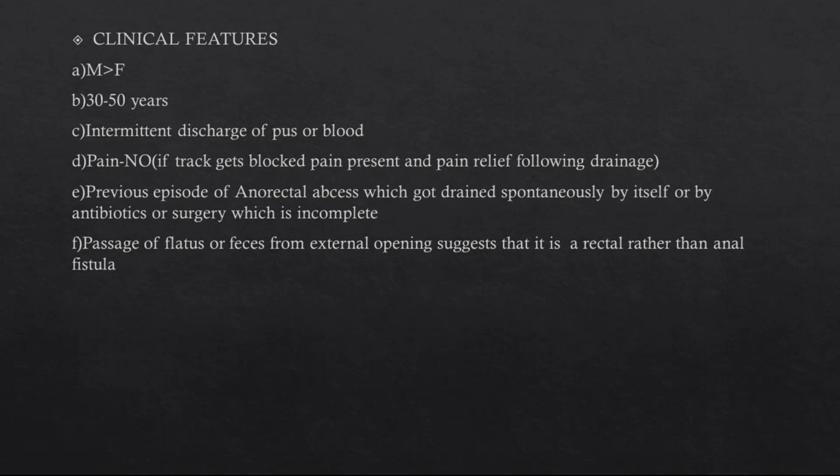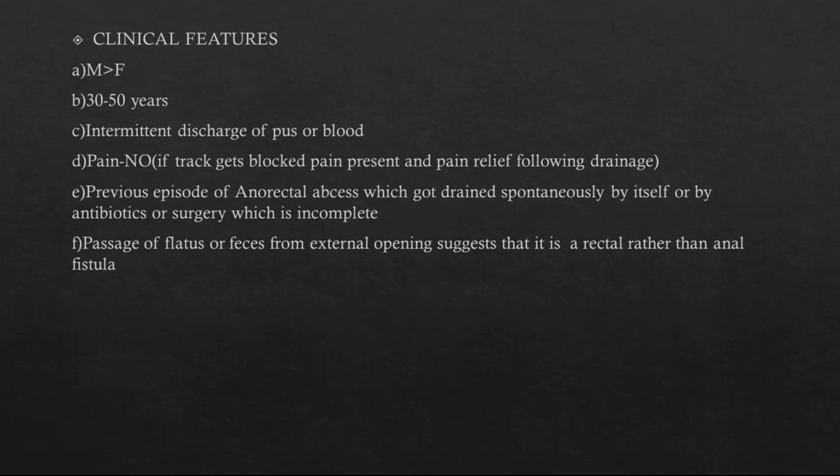So the patient will not complain of pain, but sometimes that external opening will get blocked. What happens? The tract will secrete some secretions, and those secretions will remain within the tract, so the internal and external openings are closed. Due to tension the patient will have pain. In due course of time, those secretions will get discharged from the external opening, and once the secretions have been drained, the patient will get relief of pain.